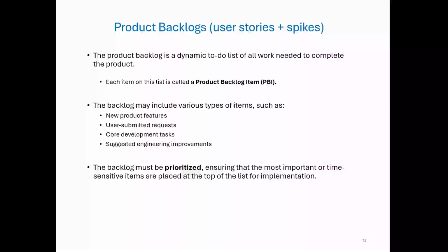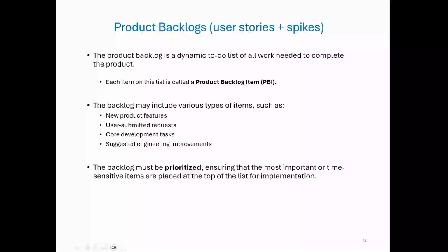Product backlog items, or PBIs. Each task or entry in the backlog is called a PBI. These items can include new product features, for example, user login, a reporting dashboard, user submitted requests like change password functionality. It could include core development tasks like setting up a database, building APIs, and also it can include engineering improvements like refactoring code, improving load time. So basically, if it takes developer time and contributes to the product, it can be in the backlog.